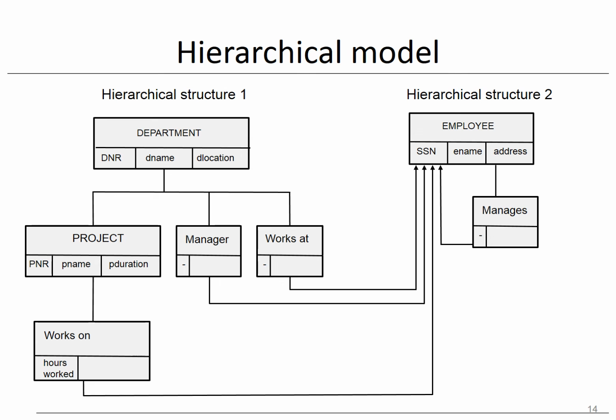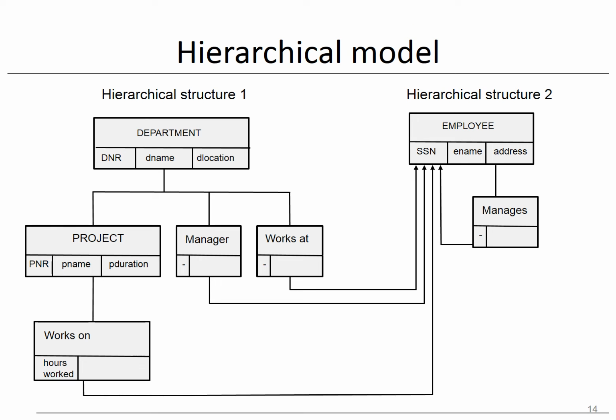Here you can see an example of a hierarchical data model for an HR administration business process. It includes 2 hierarchical structures, which are connected. Department is the root record type of the first hierarchy and employee of the second hierarchy. A department can work on 0 to N projects. A project is being worked on by exactly one department.